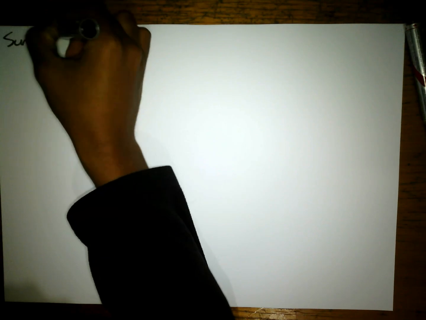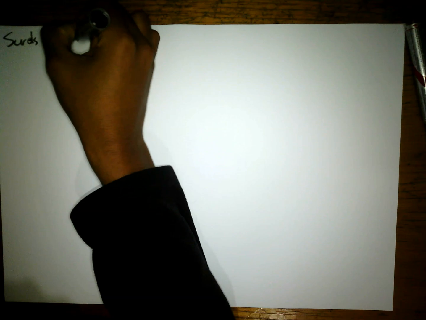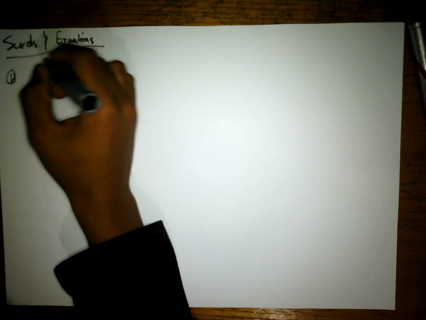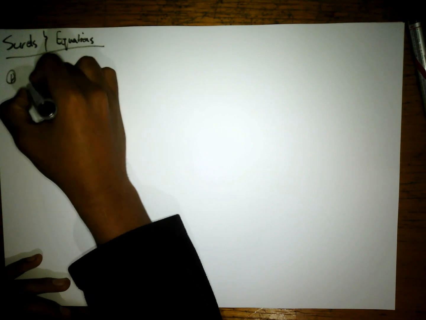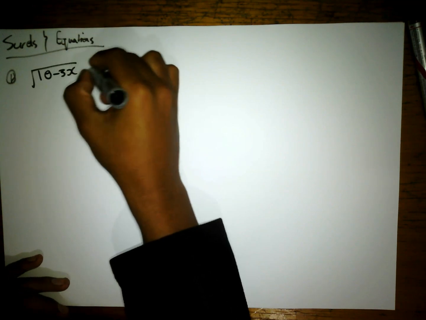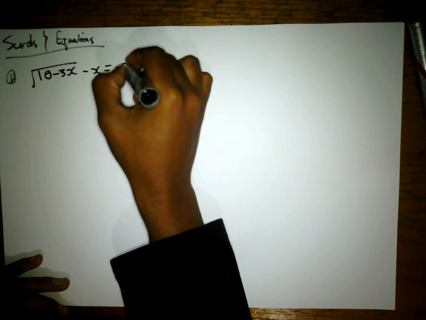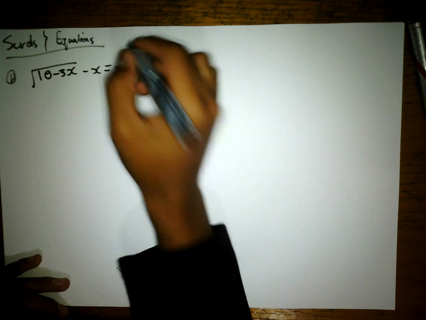This next one is called surds. Surds and equations. Okay, one is saying 10 minus 3x equals x minus 2. Okay.